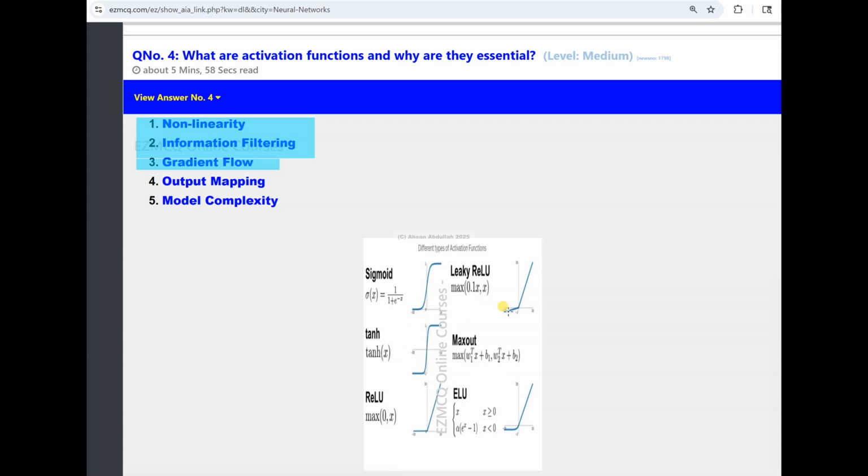So these are the activation functions which have been around for a while. Then there is output mapping. The activation function in the output layer plays a pivotal role in the final predictions of a network. What they do is map the raw outputs into appropriate formats. Which format? Such as probability in classification, or continuous values in regression. What this ensures is that the model's outputs are interpretable and actionable. They meet the requirements. And then finally is the model complexity.